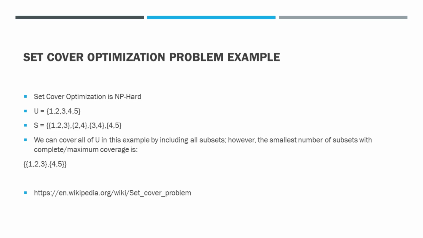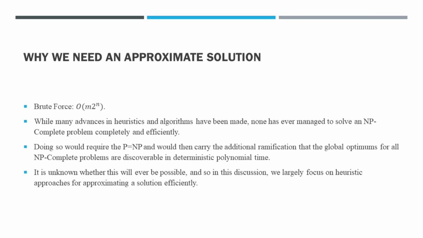We can cover all of U in this example by including all subsets. However, the smallest number of subsets with the complete or maximum coverage is, in this case, the set 1, 2, and 3, and the set 4 and 5. As you can see, this completely covers all elements in the universe, and it only uses 2 instead of the 4 subsets. Why do we need to find an approximate solution in the first place?